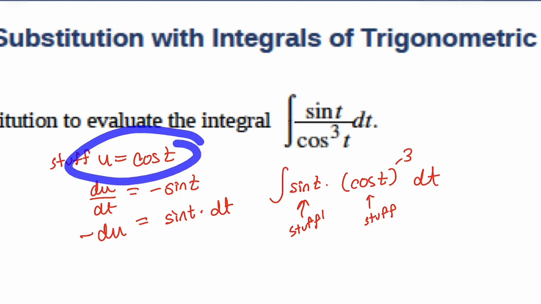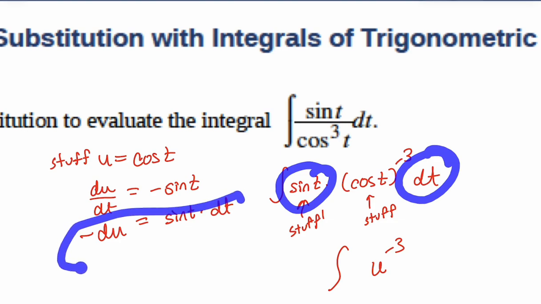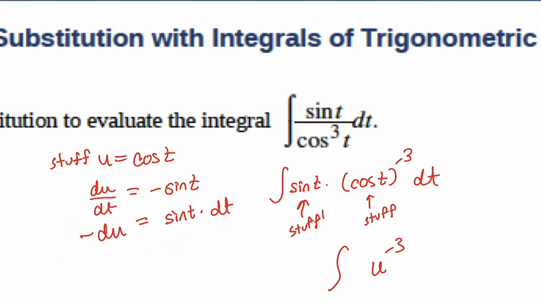Okay, so let's put our u in. It's going to go right there where our stuff is. So it is going to be a u to the negative 3. We found out that sine of t dt is equal to negative du. So put the negative out in front, put the du in the back. Any constant, put it out front, even if it's a negative. And the du goes in the back.